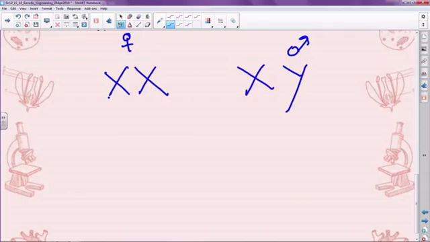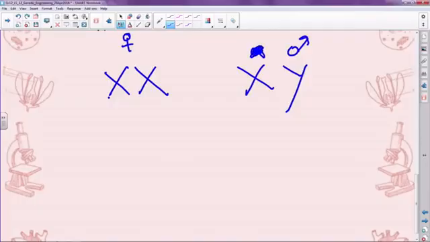Now, please understand this. A lot of the time, if an X chromosome has something on it, in other words, some sort of disorder, when it comes to the male, the Y can do nothing about it. Okay, so let's put it this way.